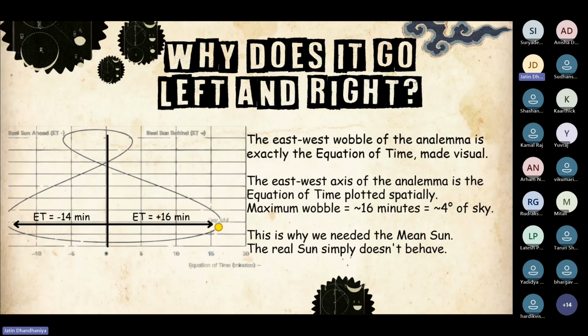Now, why does it go left and right? That's because of the equation of time. The equation of time is the east-west wobble of the analemma, and it is just a visualization. The east-west axis of the analemma is the equation of time plotted spatially. The maximum wobble is approximately 16 minutes, which is approximately 4 degrees of the sky. And that's why we needed the mean sun. The real sun simply doesn't behave.